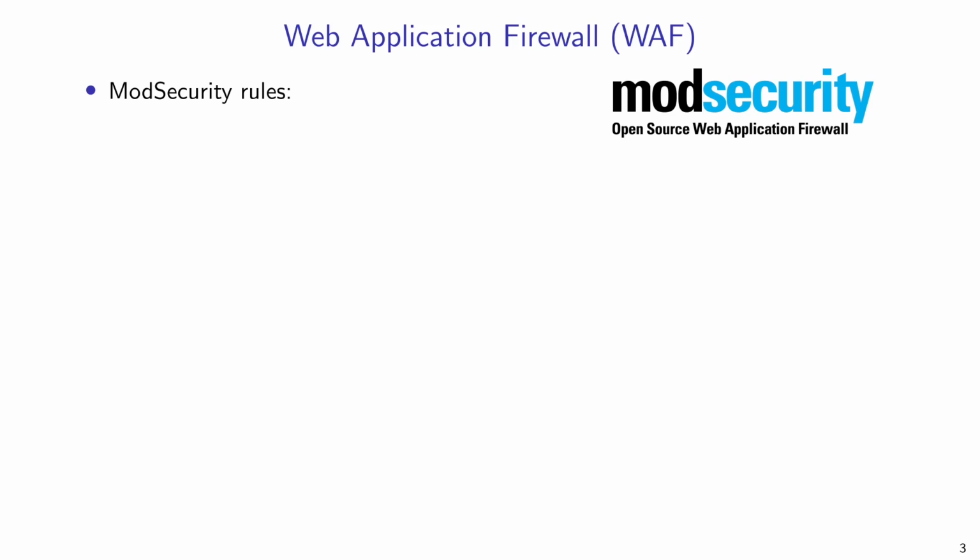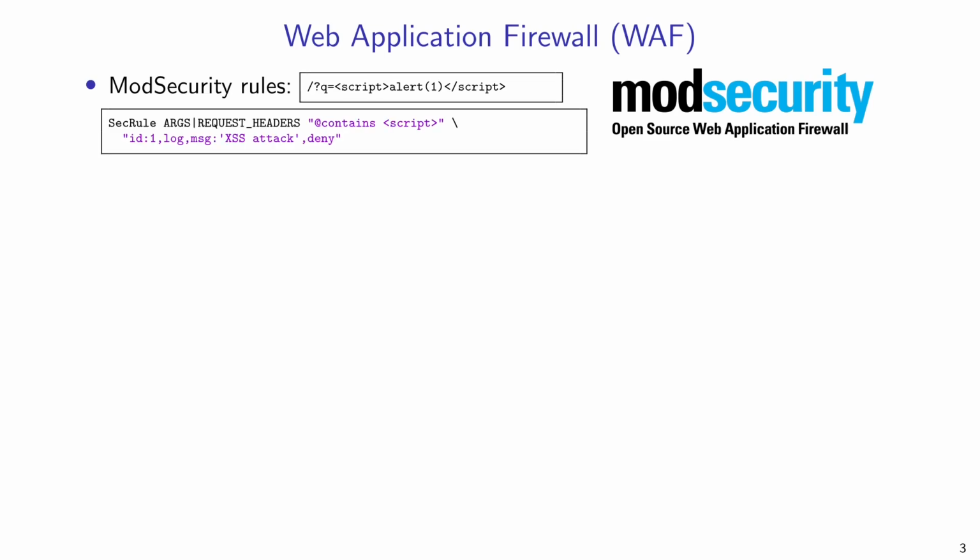Suppose we want to block requests that attempt to exploit a cross-site scripting vulnerability on our website. Here's a common example of an XSS payload that injects a script tag. Here's how we might write a rule to block such a request. To define a rule, we must use the SecRule keyword, then specify the variables we want to inspect, the pattern to match, and then the actions to perform if a match is found.